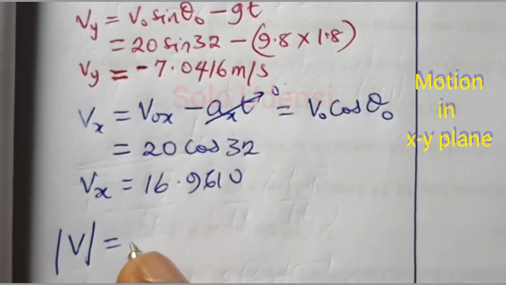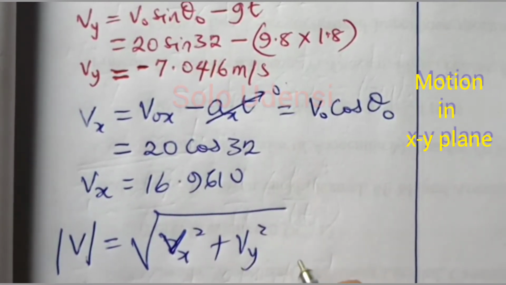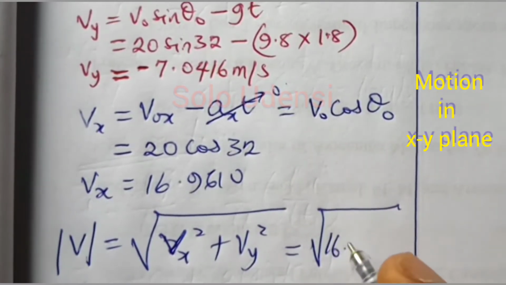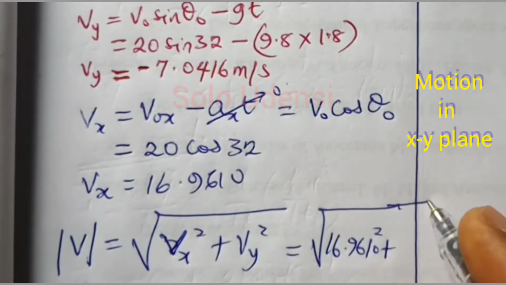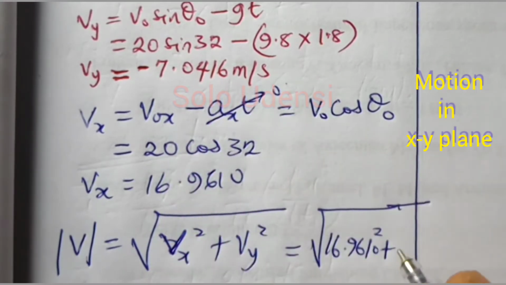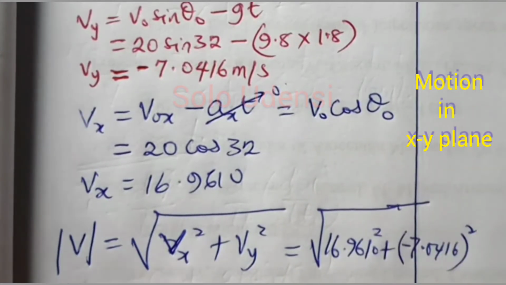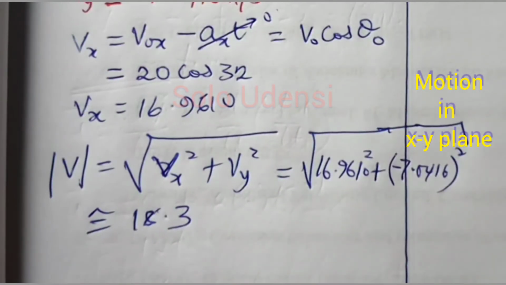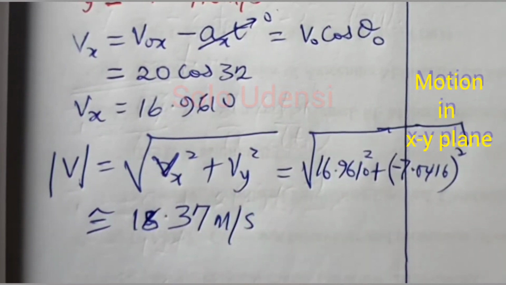We will now get the magnitude. So we say v is equal to the square root of v x squared plus v y squared, which is the square root of 16.9610 squared plus minus 7.0416 squared, if you like. If you do it, you will get the answer to be 18.37 meters per second. So that's A.